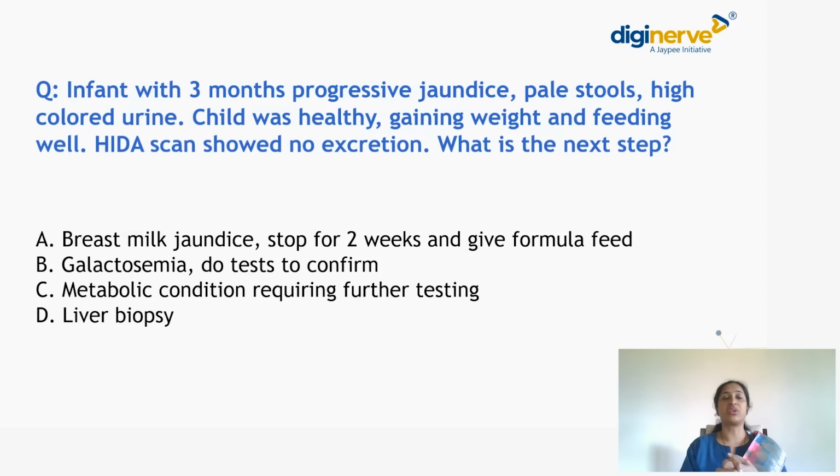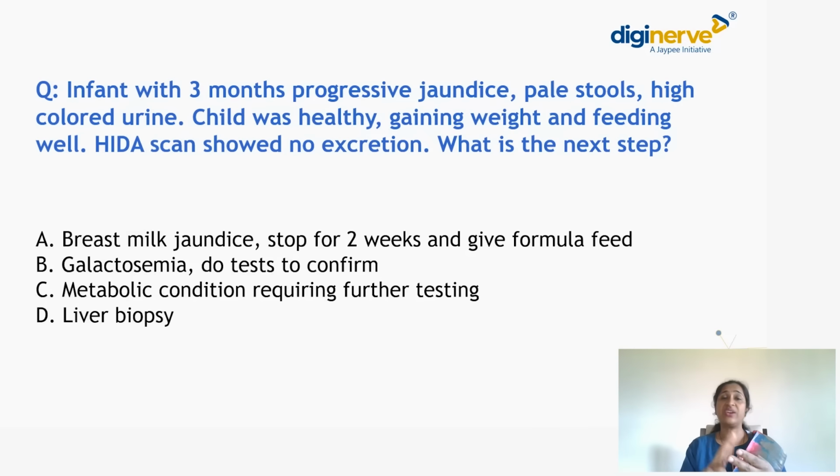A. Breast milk jaundice. Stop for 2 weeks and give formula feed. Sounds ridiculous, no? We already know there's obstruction. So that option is out. Option B. Galactosemia. Do test to confirm. Now, all of you know galactosemia is a metabolic liver condition. In galactosemia, the child is unable to digest the galactose in the breast milk. Will a child who's unable to digest the only food it is given be healthy and gain weight? It will never happen. So galactosemia is ruled out.